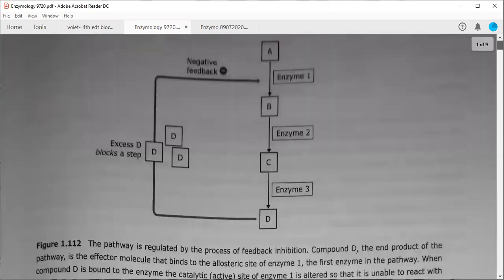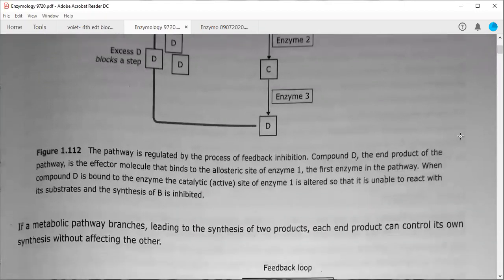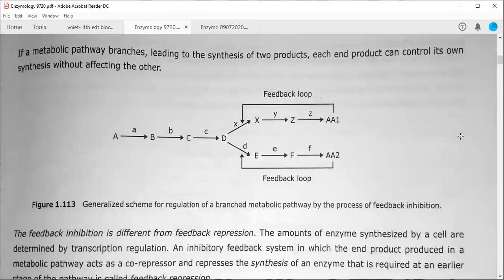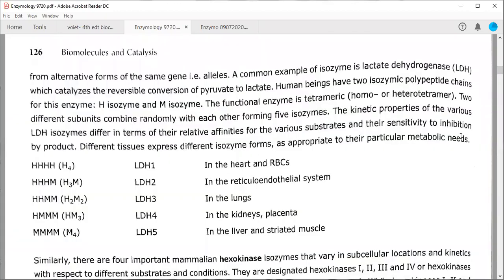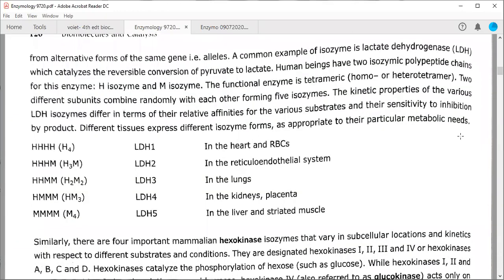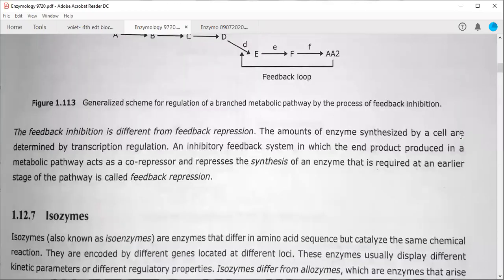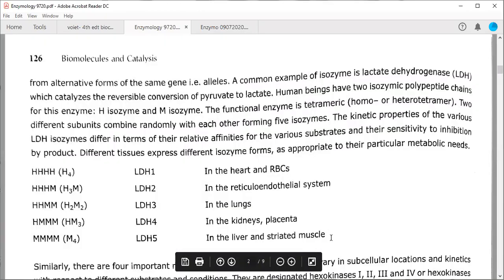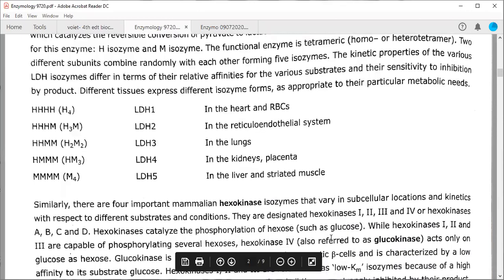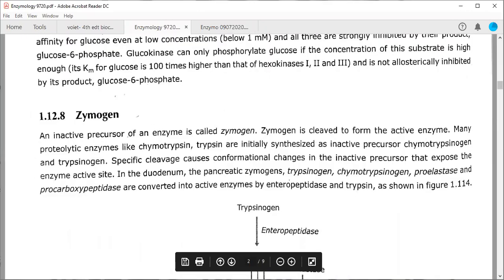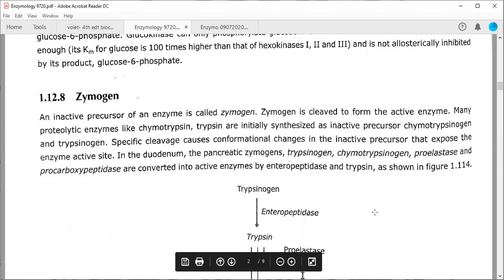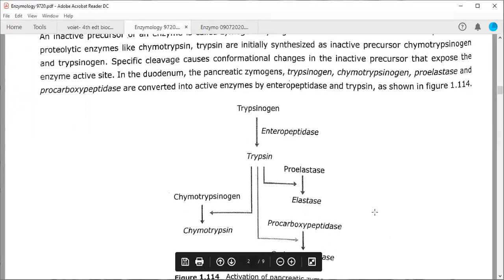Actually, we have this also. Isoenzymes are forms of the same enzyme with different amino acid sequences, but they catalyze the same reactions. Then we have zymogens. Zymogens are inactive precursors of the enzymes. So let's see first how this chymotrypsin is formed.